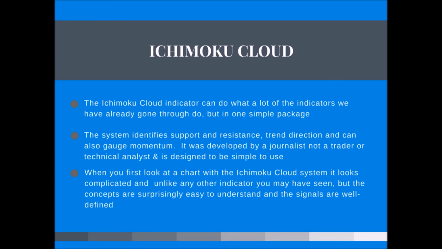The Ichimoku Cloud indicator can do what a lot of the indicators above do, but in one simple package. The system identifies support and resistance, trend direction, and can also gauge momentum. It was developed by a journalist, not a trader or a technical analyst, and it's designed therefore to be simple to use. When you first look at the chart with the Ichimoku Cloud system, it looks very complicated and like any other indicator you may have seen. But the concepts are surprisingly easy to understand and the signals are well defined.